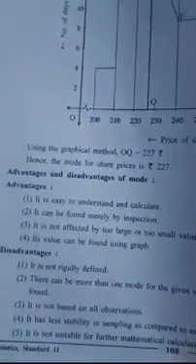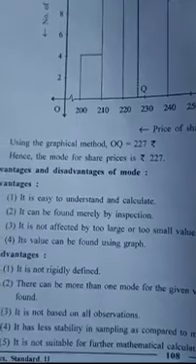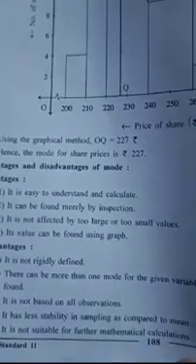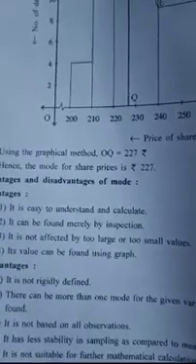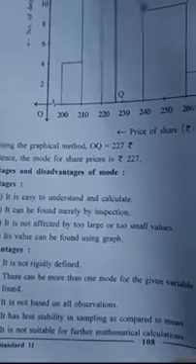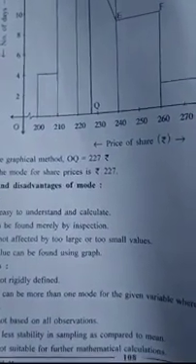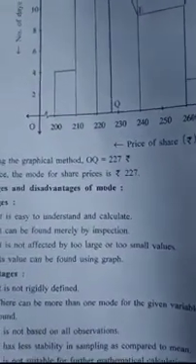Now coming to the advantages of mode, it is easy to understand and calculate, same as the characteristics. By inspection also we are able to find the mode. It is not affected by too large or too small values. If the data is large or small, it is not affected at all. This can also be done with the help of a graph. We can find the mean, median and mode with the help of a graph also.